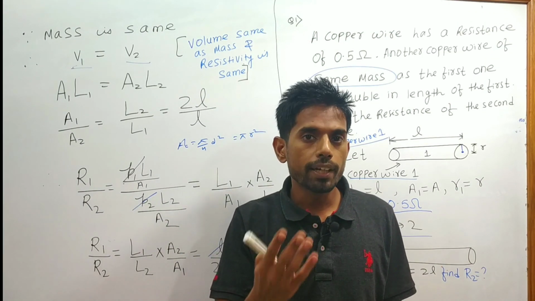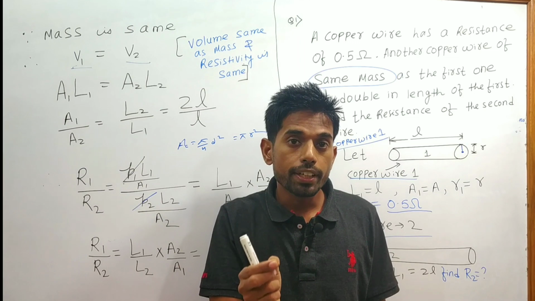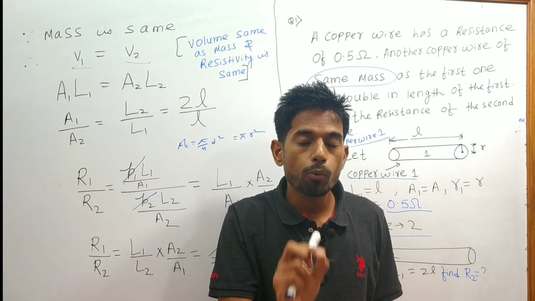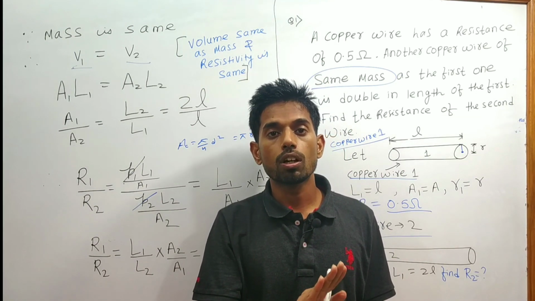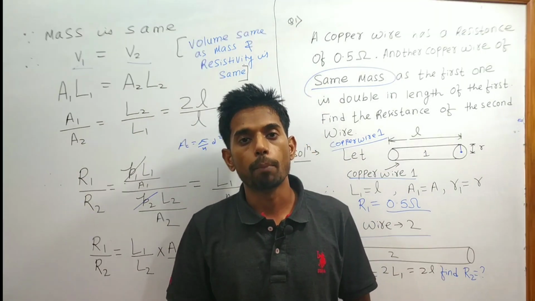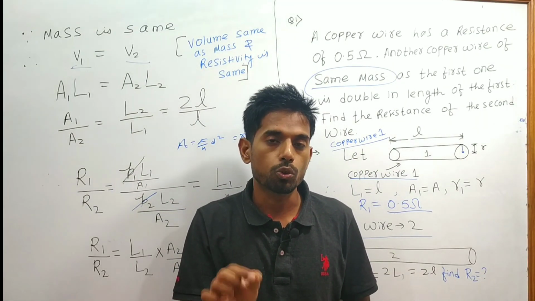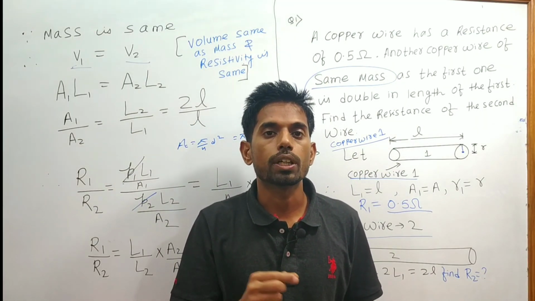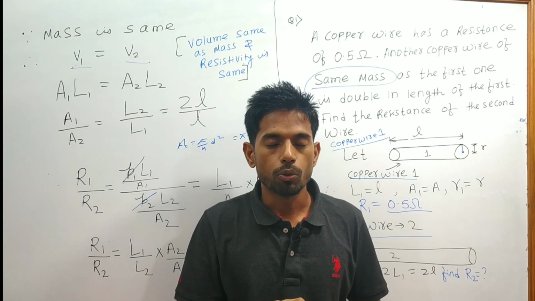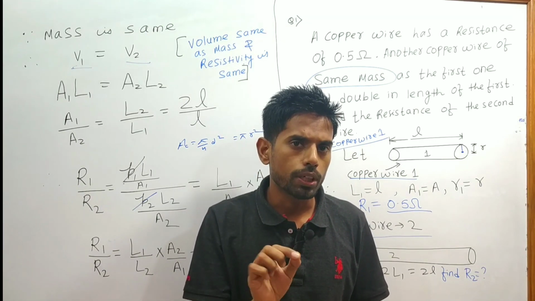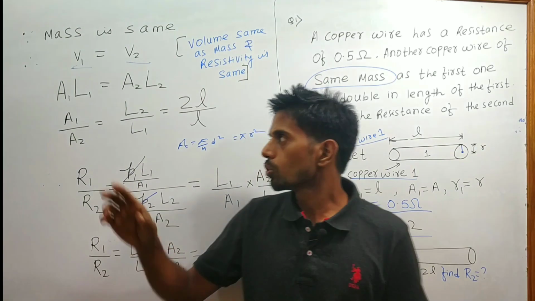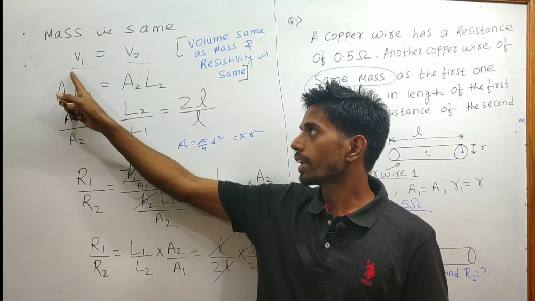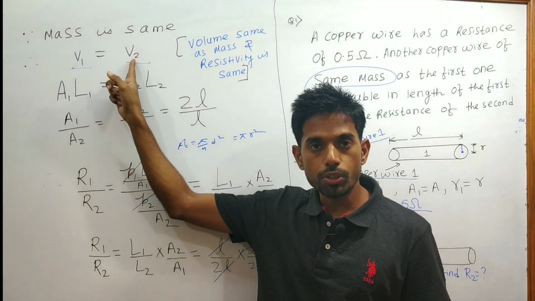Density does not depend on mass. Resistivity is also an intensive property. Resistivity also does not depend on mass. Intensive properties are those properties which do not depend on mass. So resistivity does not depend on mass. So we can directly write V1 is equal to V2.